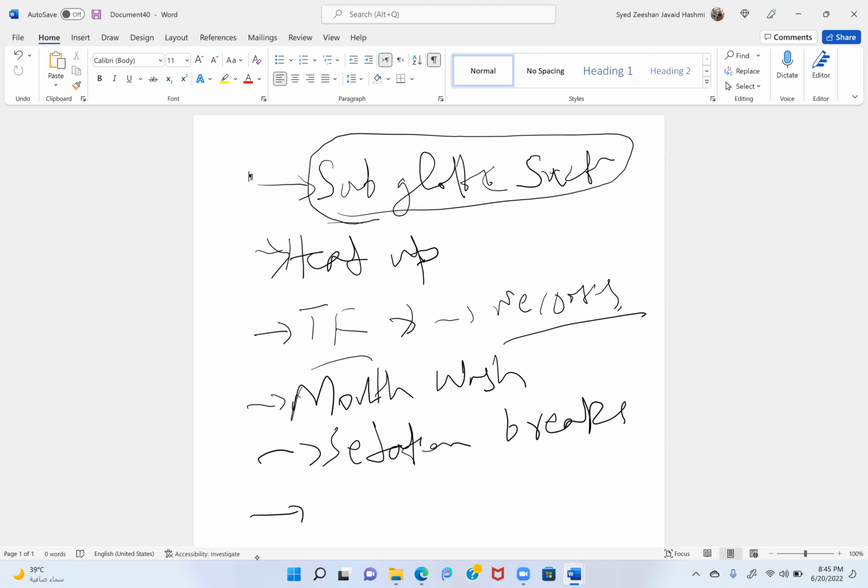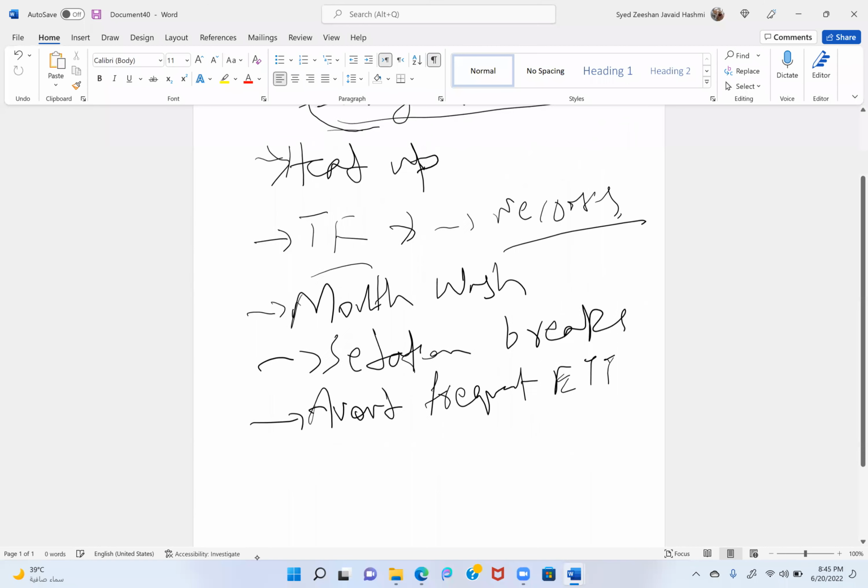Sir, first we were talking about reducing the aspiration. Then there is avoiding frequent changes of endotracheal tubes also. Also do a closed suctioning system. Yes, sir. Avoid frequent ETT changes. Okay. What else?